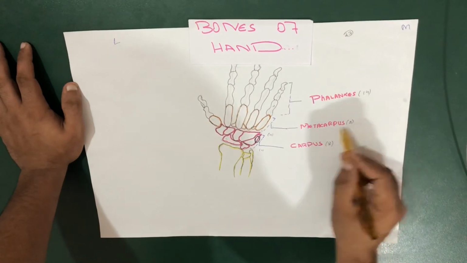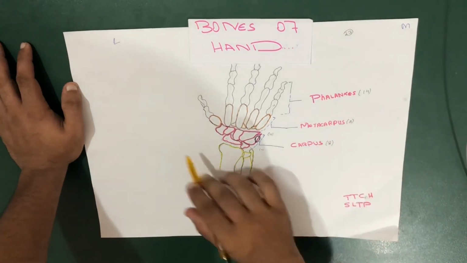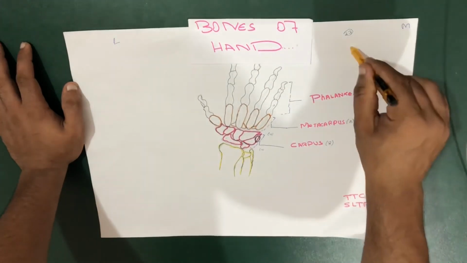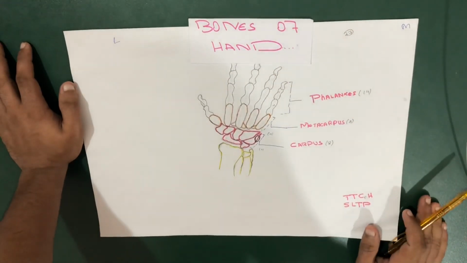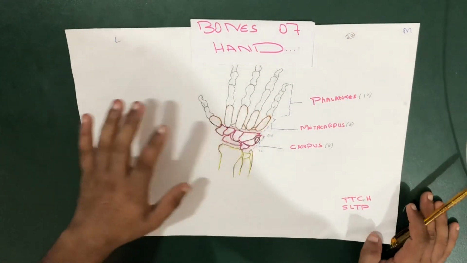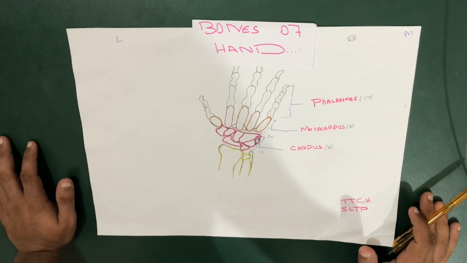If you add up the metacarpals, carpus and phalanges, these equal the 27 bones of the hand. So this is a very easy idea to remember regarding the bones of the hand. I hope I made it clear.